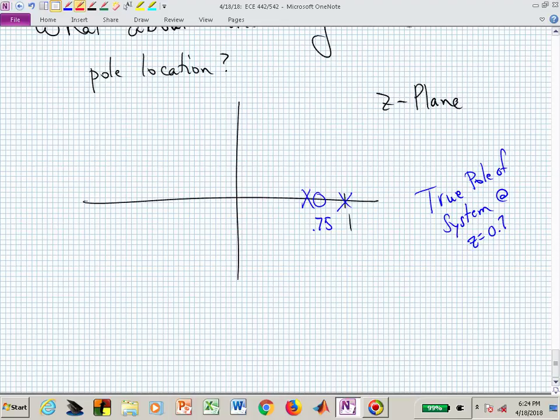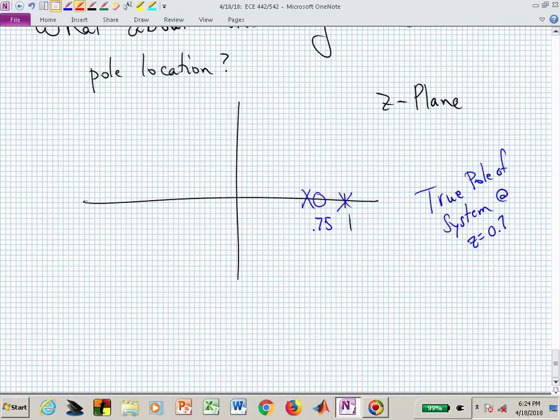So now the question was, are we going to end up with problems because of us basing our controller on a plant that had a pole at 0.75? We're trying to answer that question. Is it going to give us problems? That's what we're trying to answer.